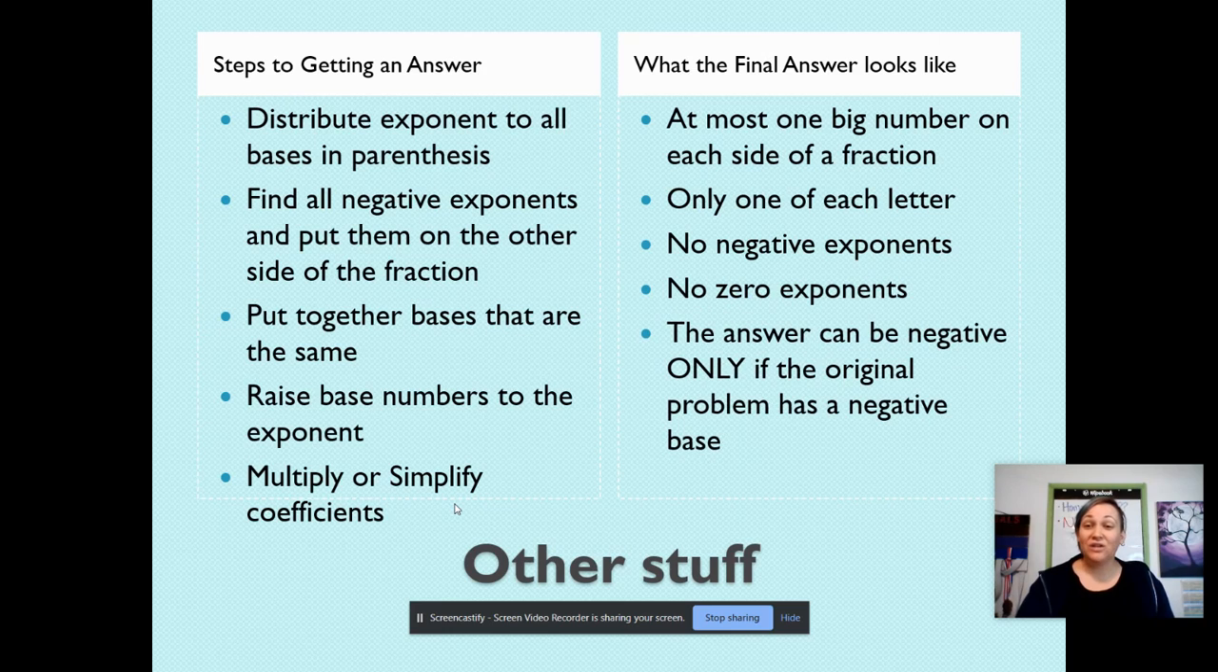Finally, your answer can only be negative if the original problem had a negative base. That's a big number. So a very common mistake I see students make is if they have a negative exponent, they think that the answer is negative, but that is not accurate. A negative exponent will make a fraction answer. So if you're going to tell me that your answer is negative, make sure that one of the big numbers was negative to start with. Otherwise, your answer should be a positive.